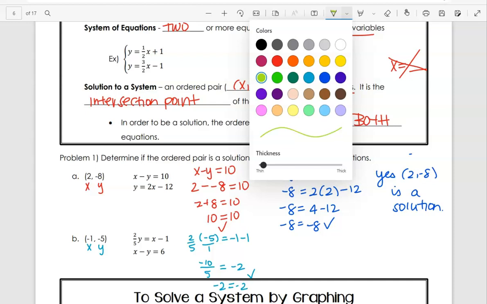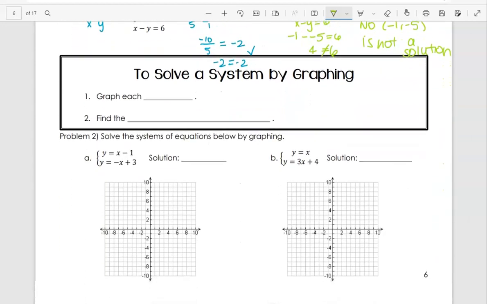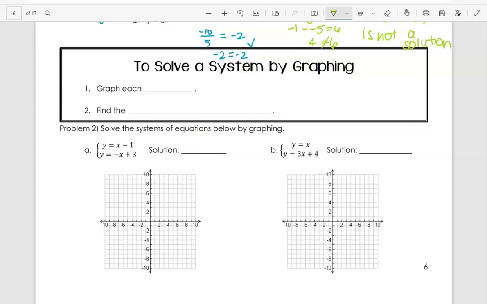I'm going to have x minus y. X minus y, does that equal 6? My x value is negative 1 minus a negative 5 equals 6. Negative 1 plus 5 gives me 4. It doesn't equal 6. So we'll have to say no, negative 1 comma negative 5 is not a solution. Okay, so that's how we just determine if an ordered pair is a solution. We have to substitute it in. The next type of problems that we're going to see in this section is how to solve by graphing.